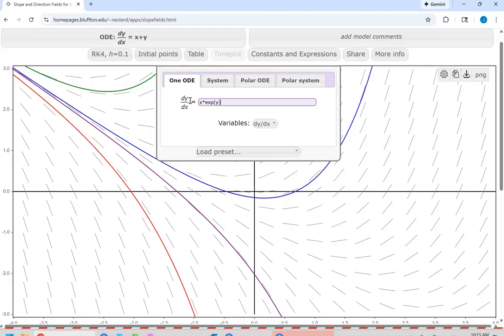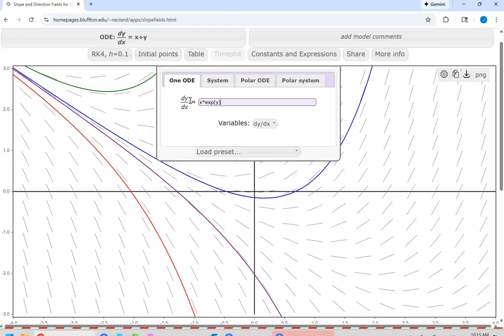Before I hit enter, let's think about what this might look like as the slope field. Is e to the y ever negative? No, it's always positive, right? So if I am to the right of the y-axis, meaning my x's are positive, should I see my slopes going this way or this way? So this way, right? They should be going up, right?